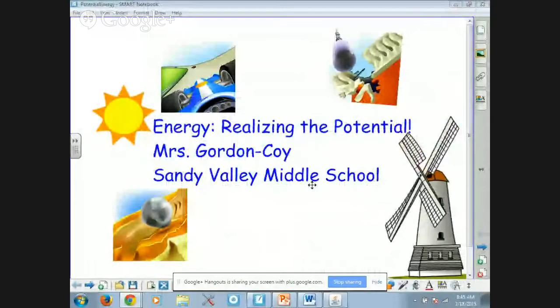So I must ask you to pay attention, and hopefully we'll be able to shed some light on what's going on with potential energy. So looking at energy, realizing the potential. Again, Mrs. Gordon-Coy from Sandy Valley Middle School.